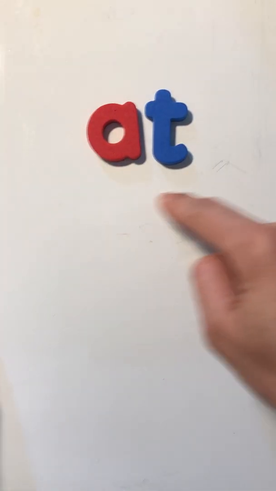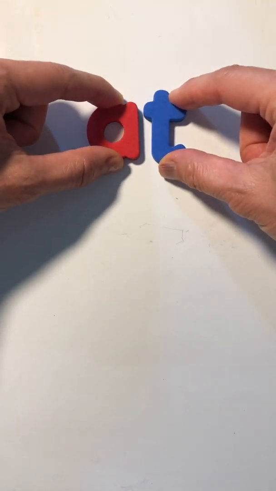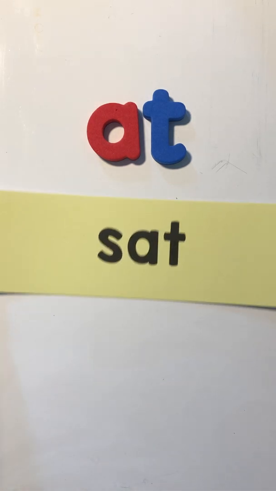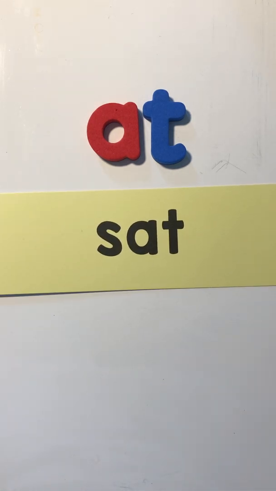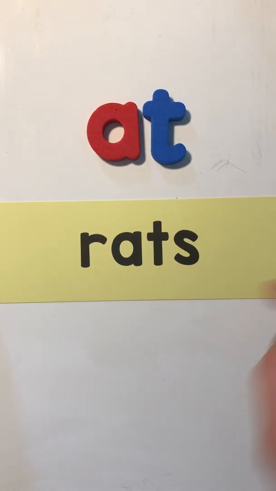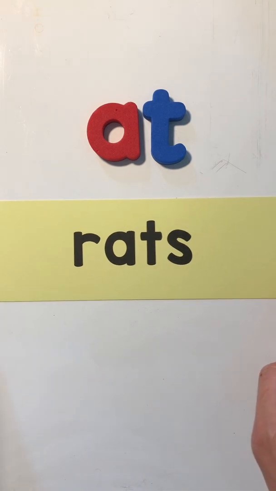And if you can read at, well, guess what? This ending, actually we call this an onset rhyme, but that's a teacher thing. You can read a word like what? Sat. Sat. And at appears in this word too, which is flat. Adding an S on the end, we have rats.